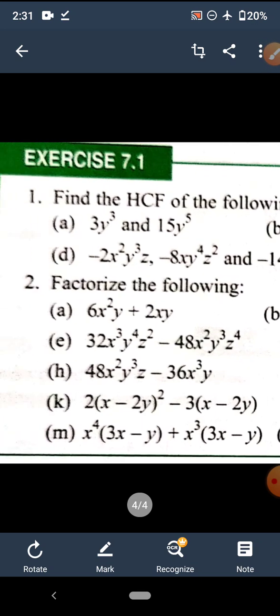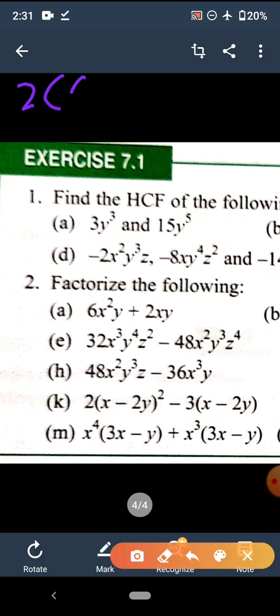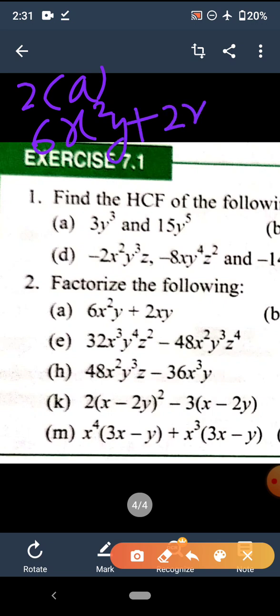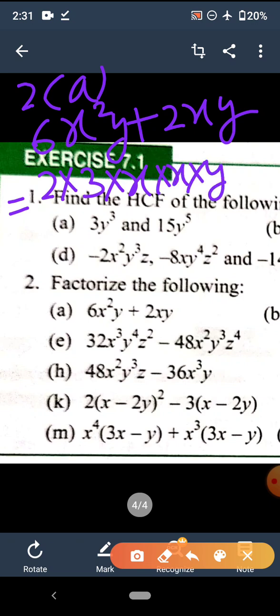In the second question, what is to do? Do the factorization. So for the factorization, what you have to do, beta? You have to take the numbers in common. So 6x square y plus 2xy. So what are you taking common? Just break it. 6 can be written as 2 into 3. Now I break it completely.